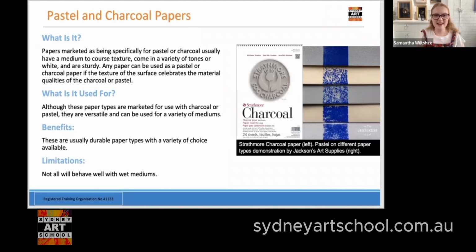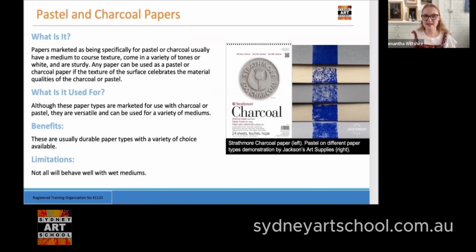Some of the benefits are that it's usually a durable paper type, although that does depend on the brand and what specifically you've purchased. And there is quite a nice variety of choice available. And the main limitation here is that not all of these will behave well when wet. So just something to be aware of if you were thinking of doing a mixed media piece.